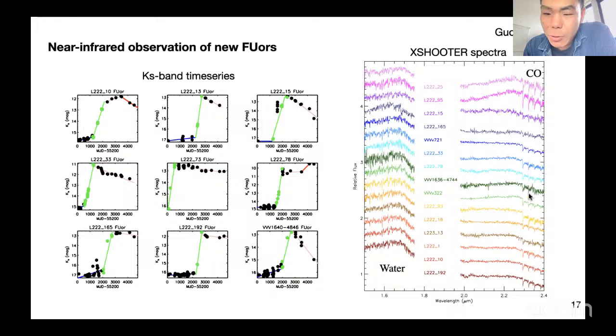So we will zoom in to check this around 2.35 microns or so. There's a 13CO absorption band, which is commonly seen around red giant stars. So this is how we distinguish between FUors and red giants. And on the other hand, most of the red giant stars don't have water absorption. So that's also one way to help us distinguish it.